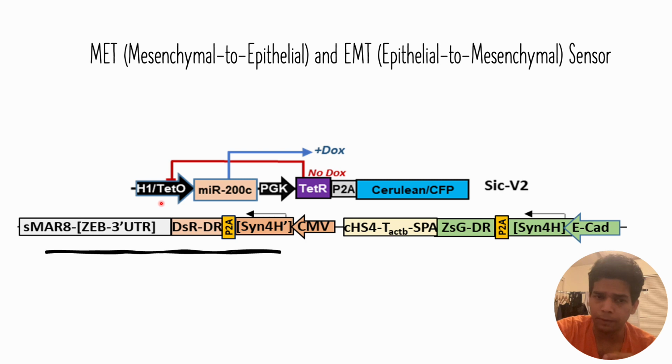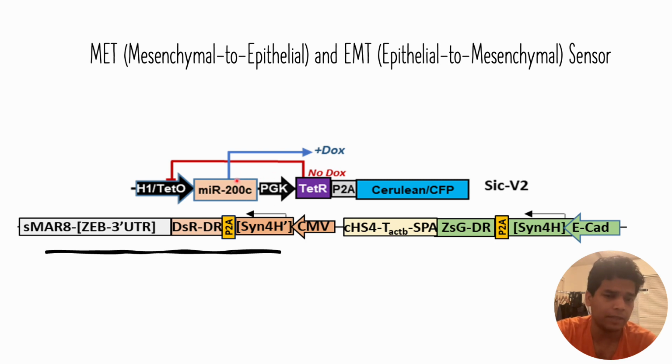So first, how will this sensor work? First, we will transduce this sensor so that it gets integrated with the host genome, and once it is integrated, we will transfect the plasmid, which is doxycycline-inducible for microRNA 200. When this plasmid is transfected into the cells and doxycycline is introduced, the microRNA will start to form.